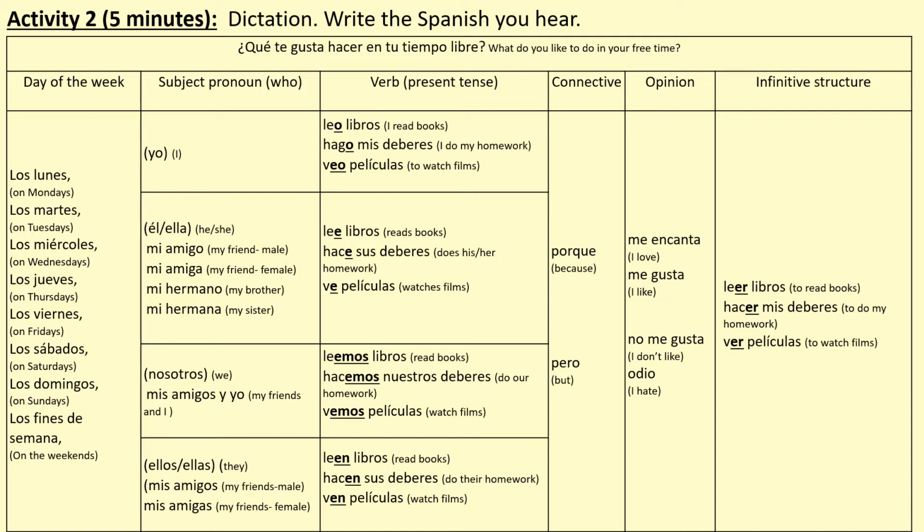2. Los sábados veo películas porque me encanta ver películas.